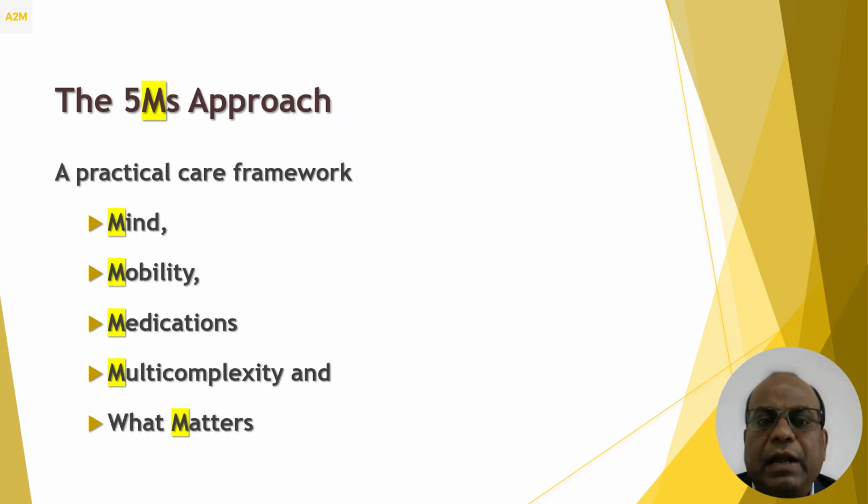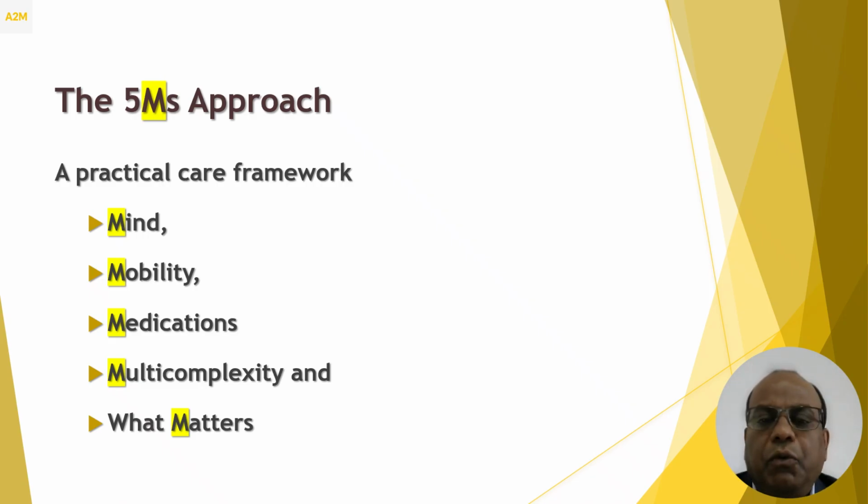And then comes multicomplexity. Multicomplexity means combination of many illnesses or multimorbidity, social challenges, and functional limits. We must understand how all these parts connect. Treating one problem without looking at the others may cause harm.